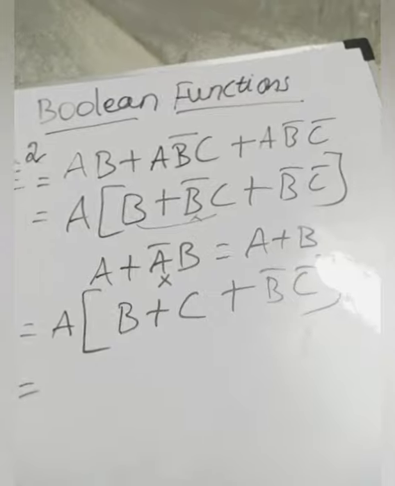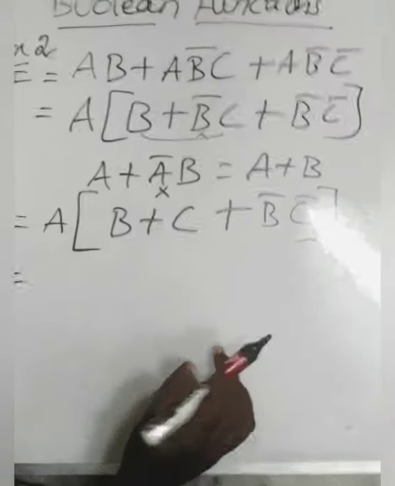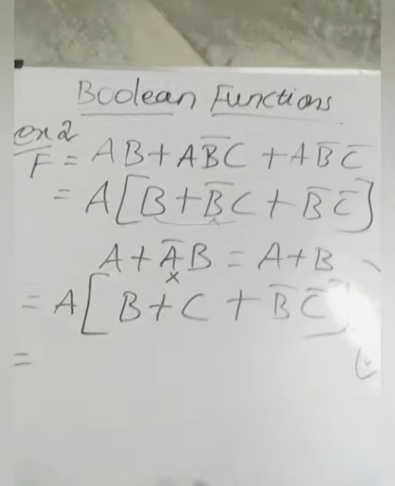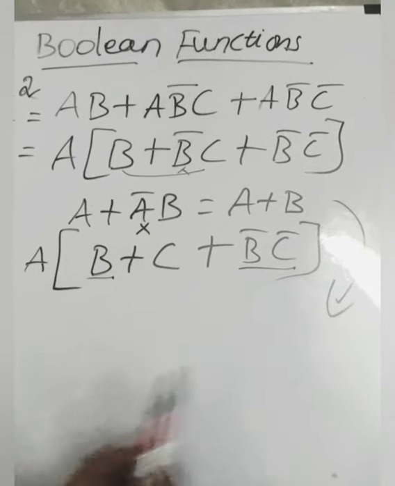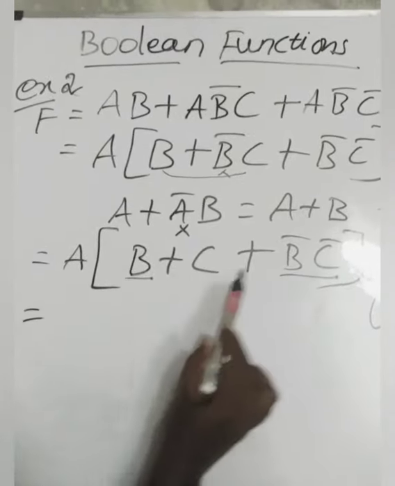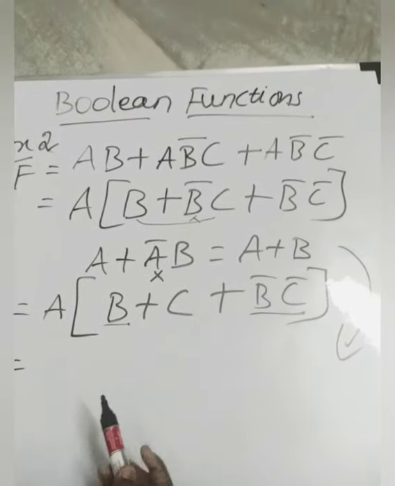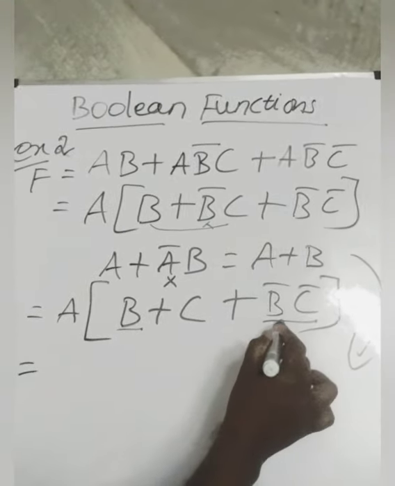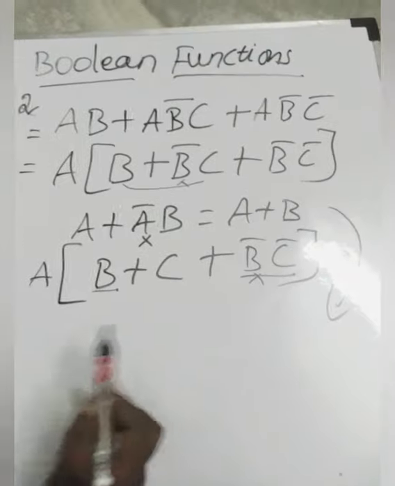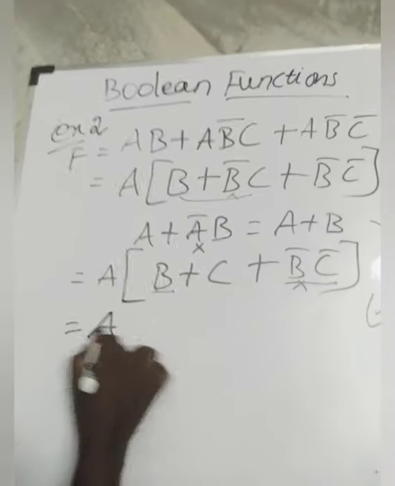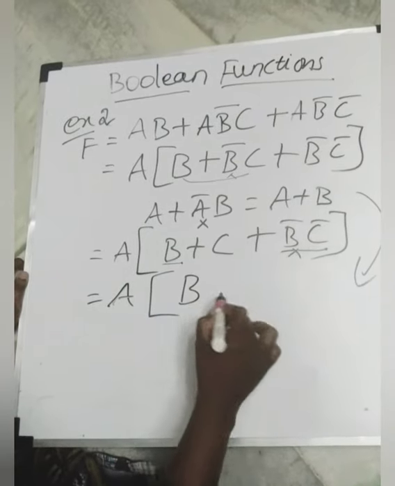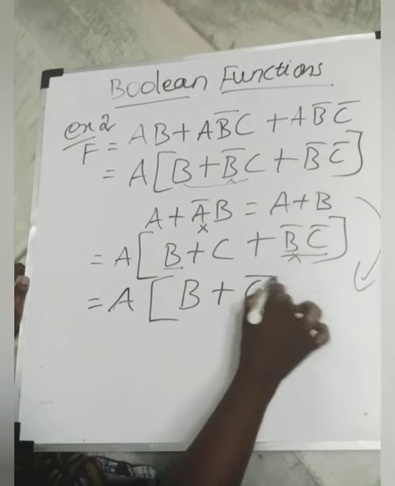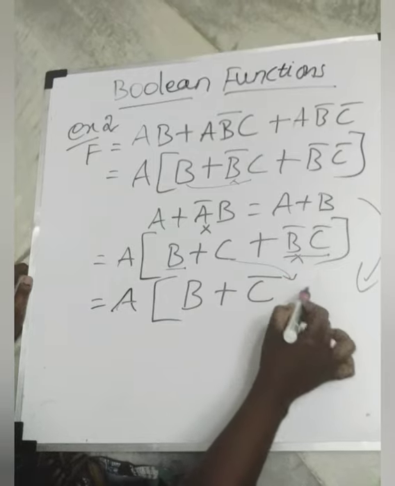Okay, and again I am going to apply the same rule over here. See this? Take these two terms, B plus B bar C bar. Okay, so I am again just ignoring this B bar. So A into B plus C bar and this C as it is.